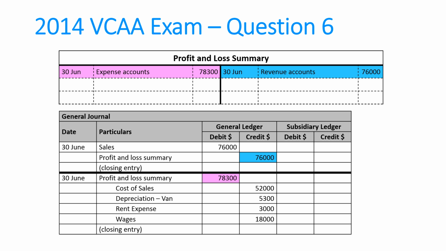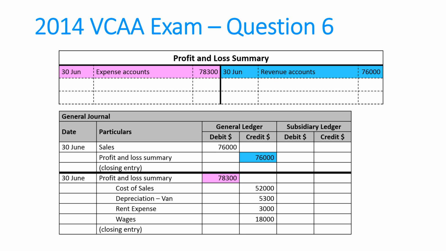And what we can see now is that this business would have actually made a loss. So it only had revenues of 76,000, but if we look on the other side, its expenses were more than that. So it's made a net loss. Now, what has that got to do with the capital ledger? Well, nothing as of yet.